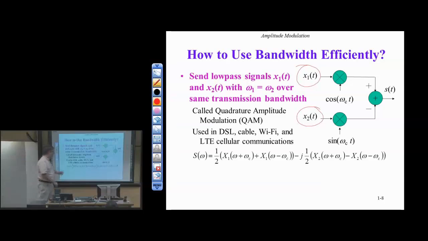This is called quadrature amplitude modulation. It is the most common modulation method used inside of consumer electronic communication systems. This is Wi-Fi, DSL, cable, LTE cellular. All of these use QAM in transmission.